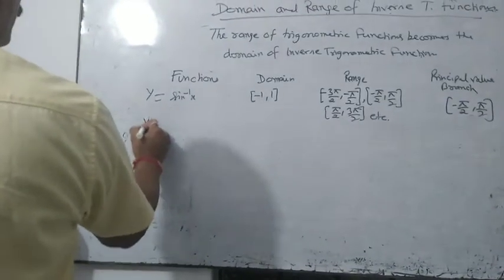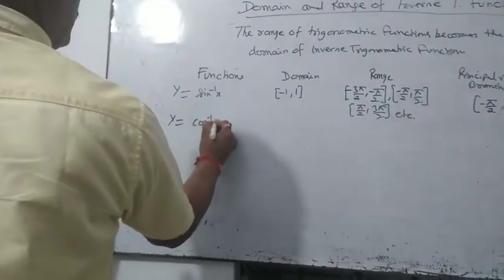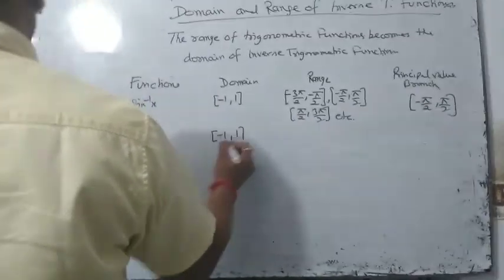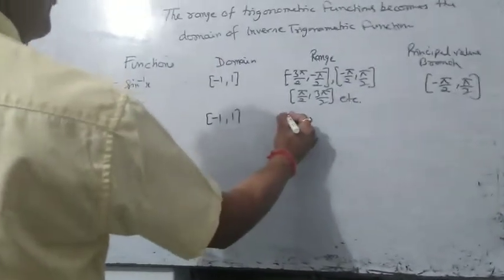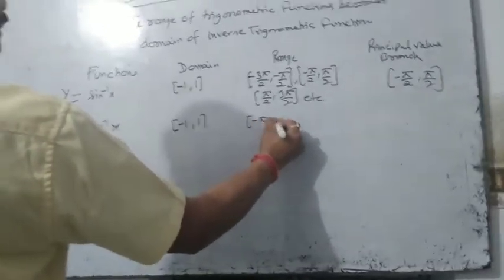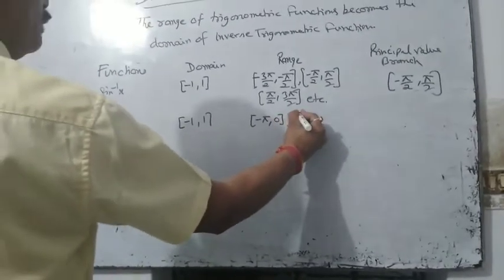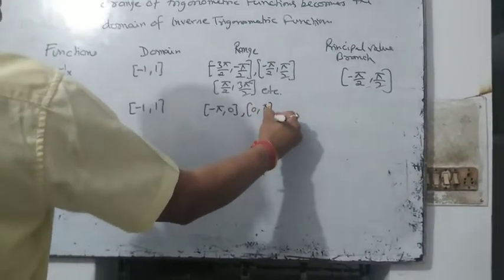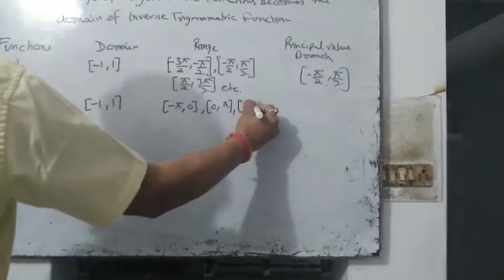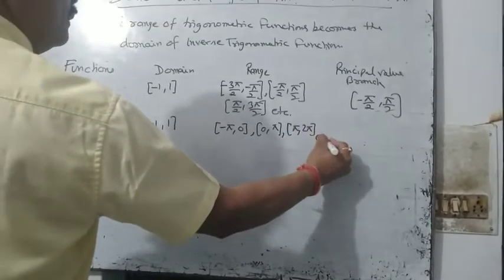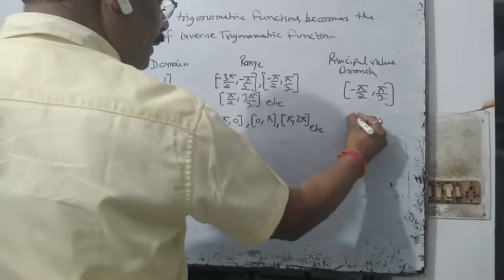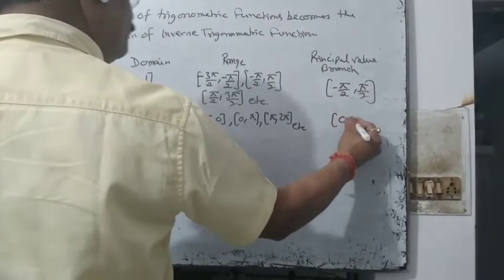Similarly, cos⁻¹ x. Domain is the same, [-1, 1], and range is [-π, 0], [0, π], and [π, 2π], etc. But the principal value is 0 to π.